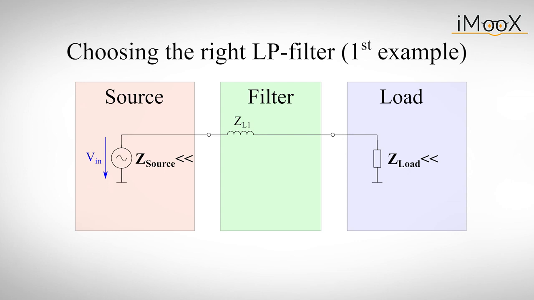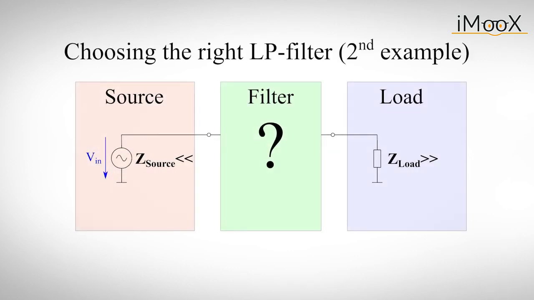So for a source with low impedance, the first element of the filter must have high impedance at high frequencies, like the inductor does. If our load has also low impedance, the last element of the filter must consequently also be an inductor. If we put the capacitor in between, we get a T filter.